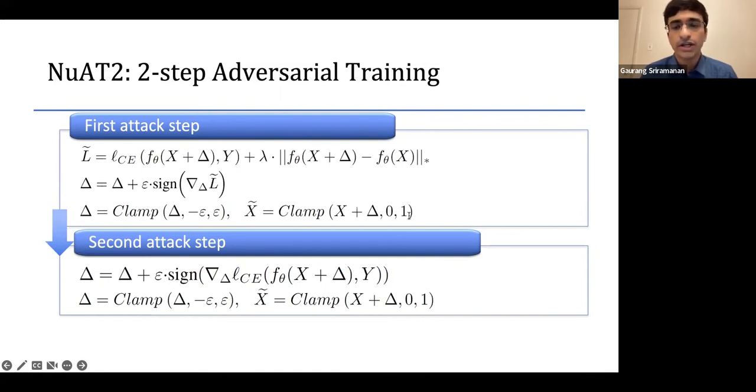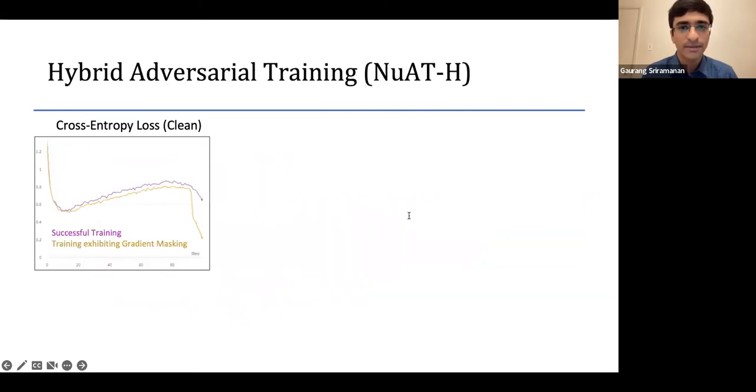So the use of the nuclear norm relaxation in the first step helps in generating more reliable gradient directions by smoothing the loss surface. And the cross-entropy objective in the second step is optimal for fooling the classifier itself. In contrast to the standard PGD 2-step training, we also use the step size of epsilon for both these steps in order to allow the best of both objectives to drive the generation of the final attack, which we use for training. And here I'll introduce something called hybrid adversarial training.